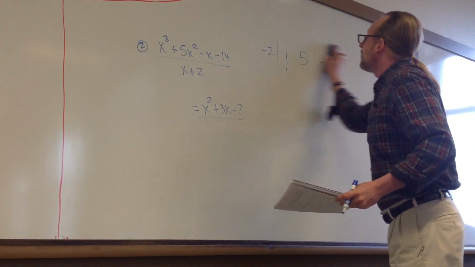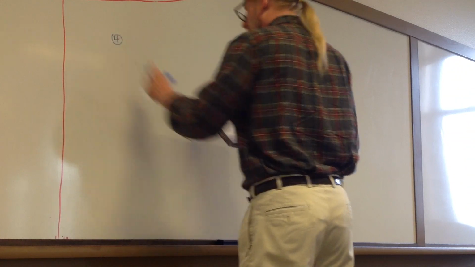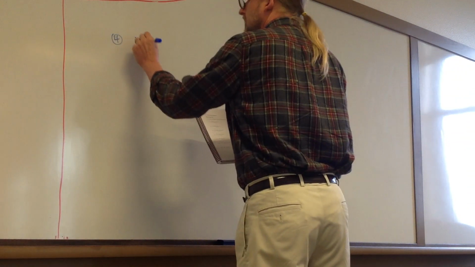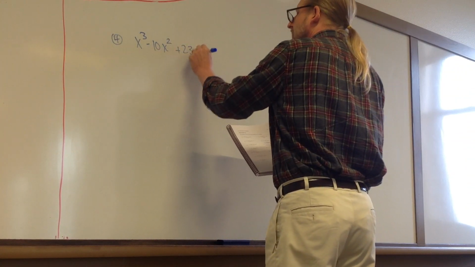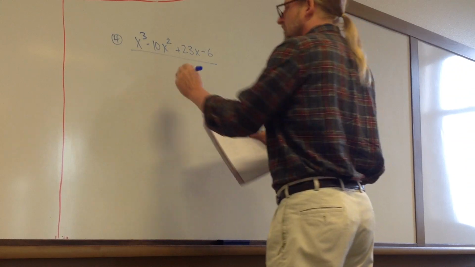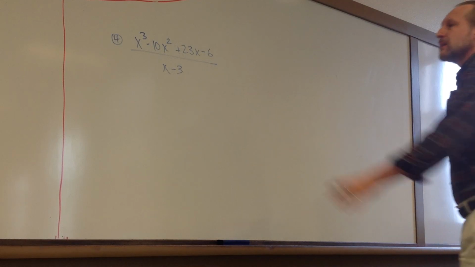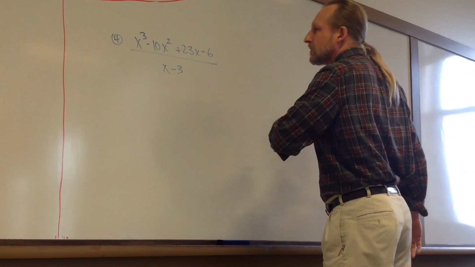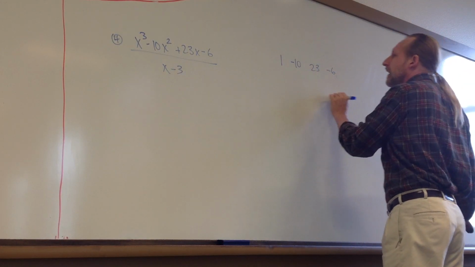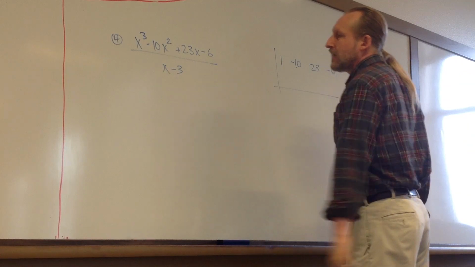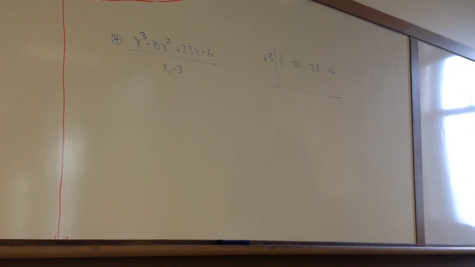Let's look at problem 4. Problem 4, x cubed minus 10x squared plus 23x minus 6, and we're dividing by x minus 3. Okay, same process. Double check that you've got all the powers of x, and then just take the coefficients. 1, minus 10, 23, and minus 6. And then here we're dividing by x minus 3, so we'll use a positive 3 to do the synthetic division.